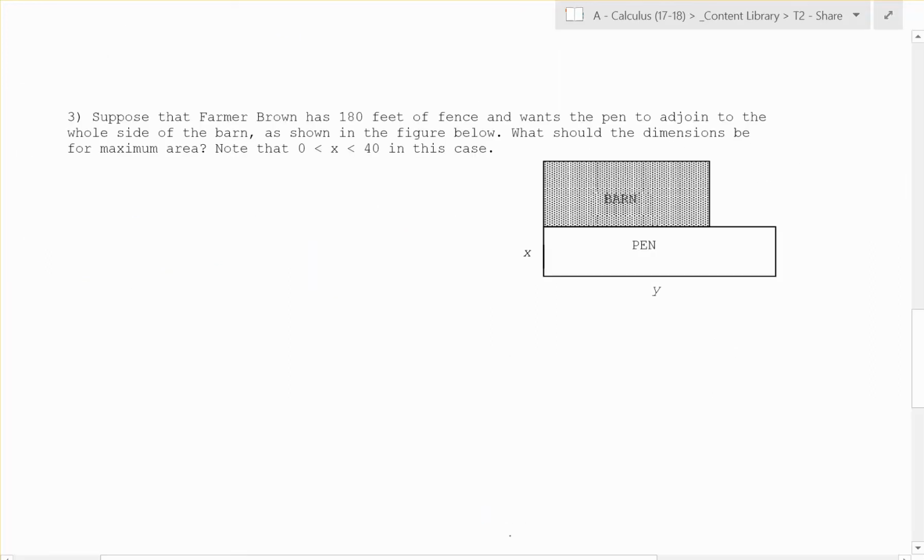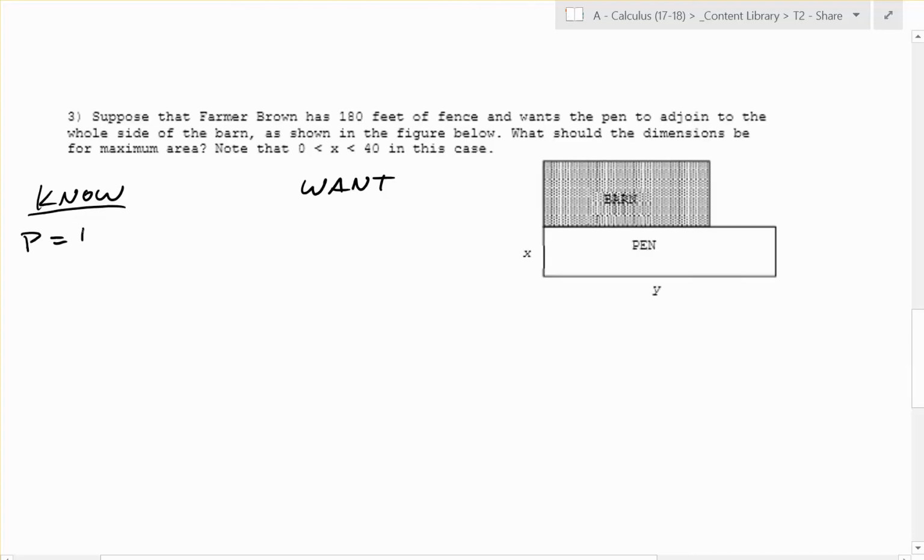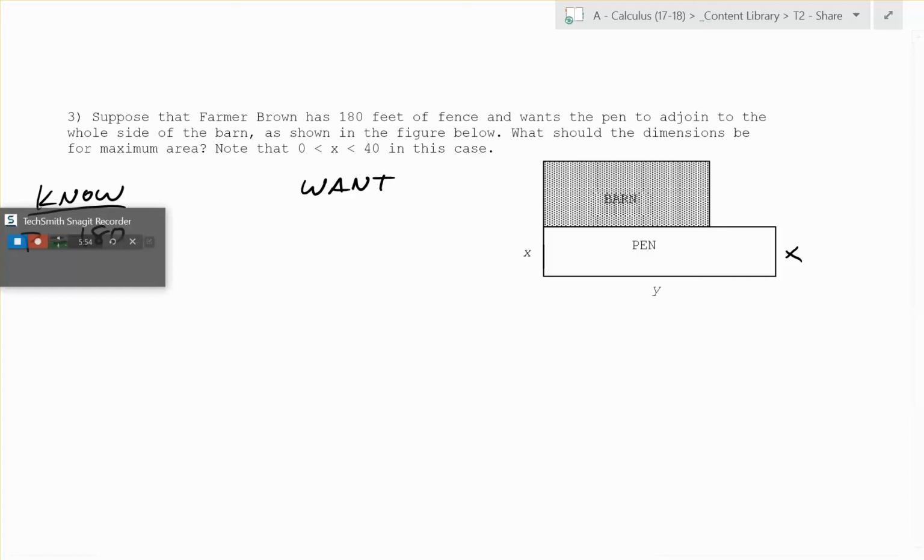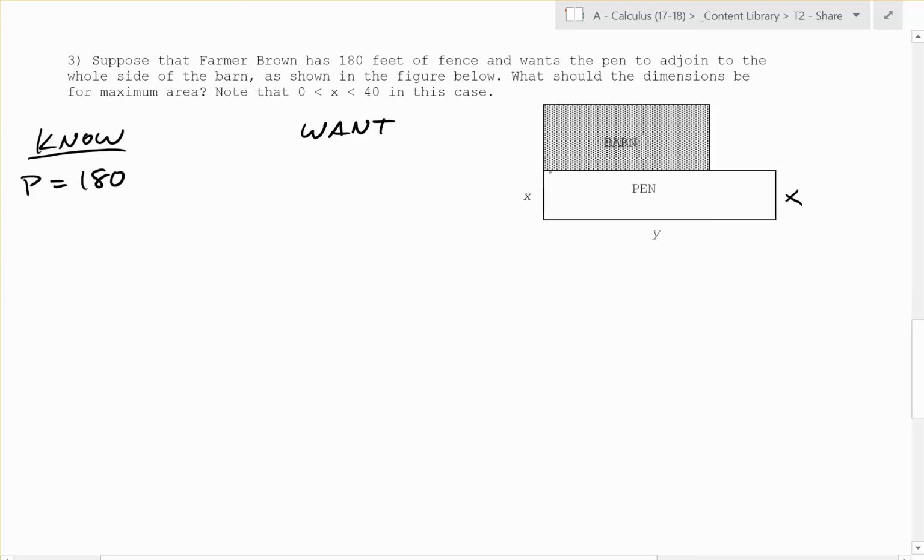So now we're going to put the pen up against the side of the barn, but the pen is going to be potentially wider than the barn. It says that suppose Farmer Brown has 180 feet of fence and wants the pen to adjoin the whole side of the barn as shown in the figure, meaning it's got to cover the whole side. What should the dimensions be for maximum area? We already have the picture. The perimeter is going to be a total of 180 feet. We have an x right here, and the barn has a side length of 100. It doesn't explicitly state it, but it's the same barn as before.